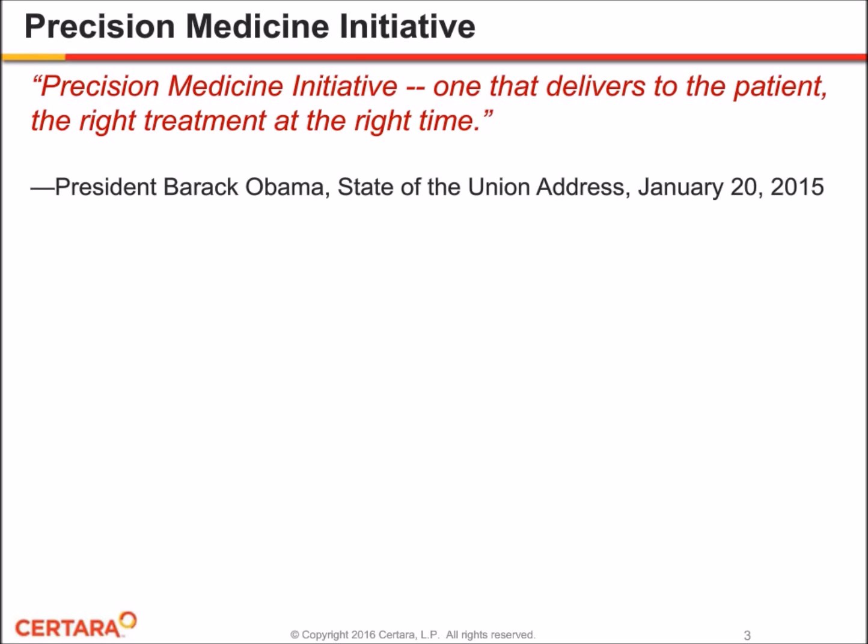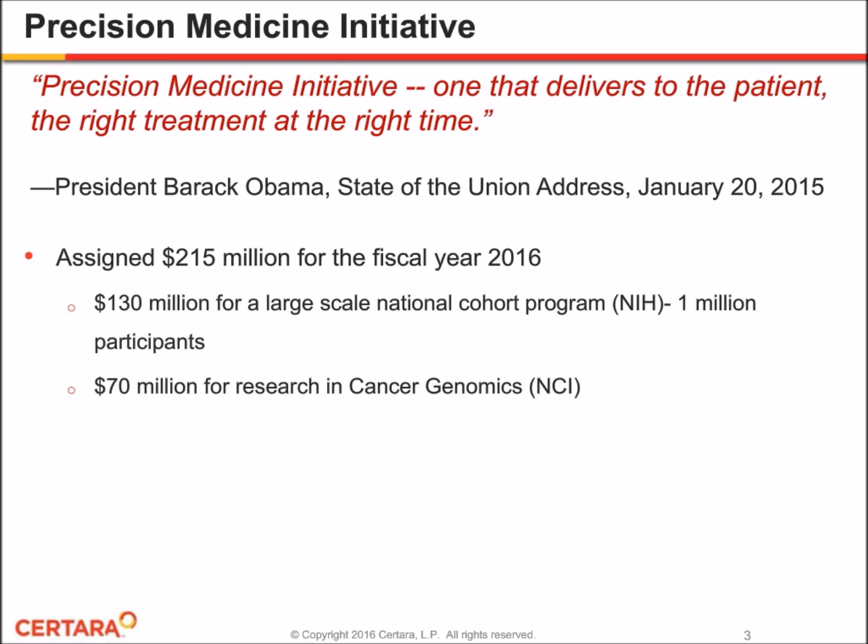The Precision Medicine Initiative was passed on by President Barack Obama in early 2015, and what it dealt with was basically that the Precision Medicine Initiative will target to deliver the right treatment to the right patient at the right time. The initiative basically aimed at assigning $215 million for the fiscal year 2016, from which $130 million would be dedicated towards generating a large national cohort program in which it will involve 1 million participants. And this large cohort program will basically deal with generating a large amount of data with respect to the population. And $70 million have been dedicated towards the National Cancer Institute towards research in cancer genomics.